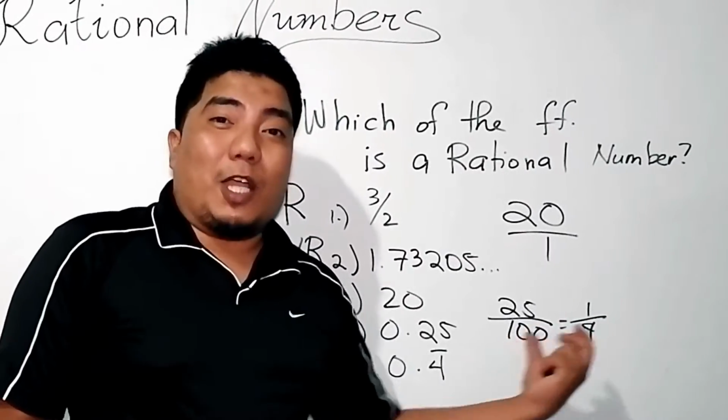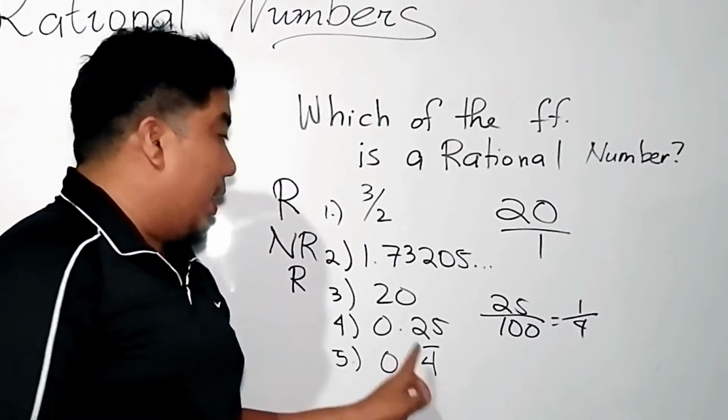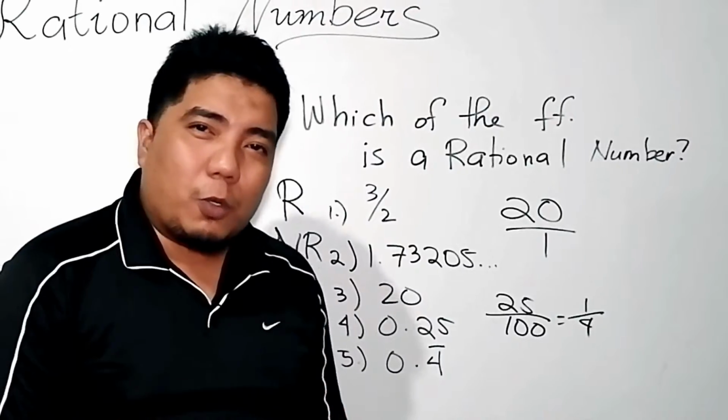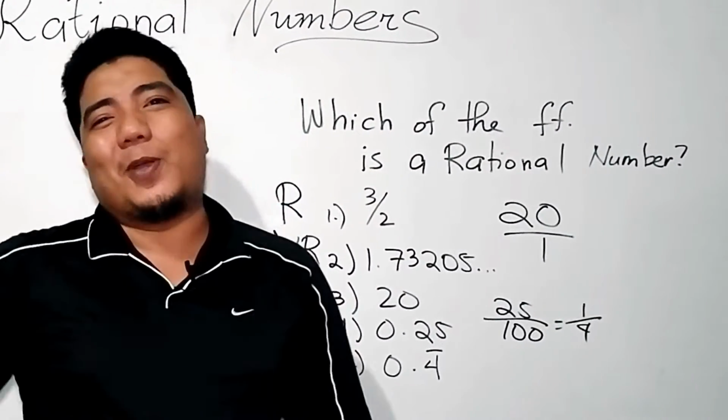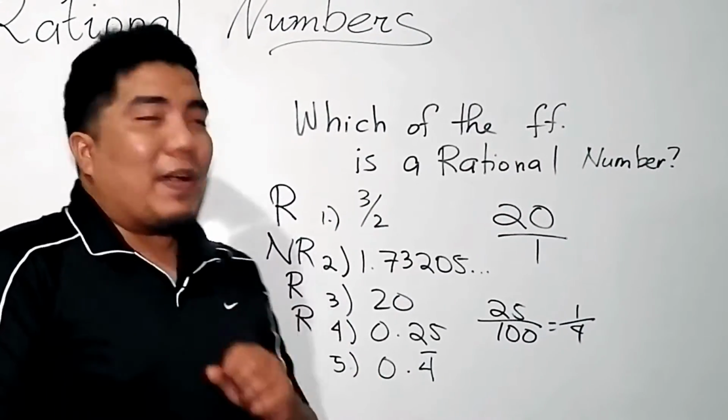Basically, these are rational numbers. So, we can also say that 0.25 is a rational number. Okay. And that is R. Now, let's go to the final number.